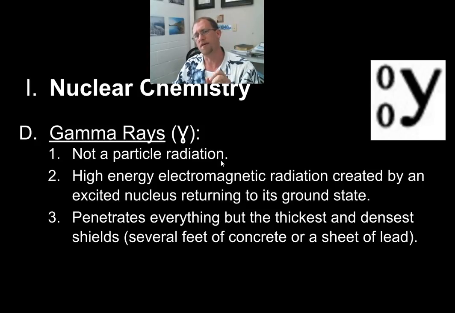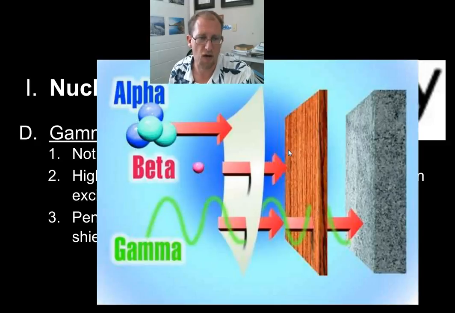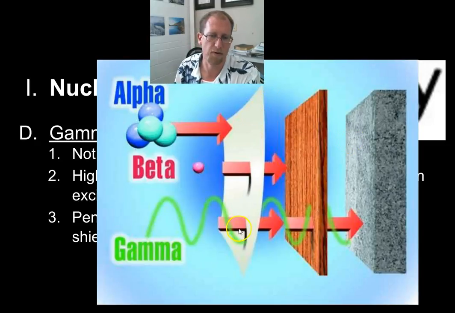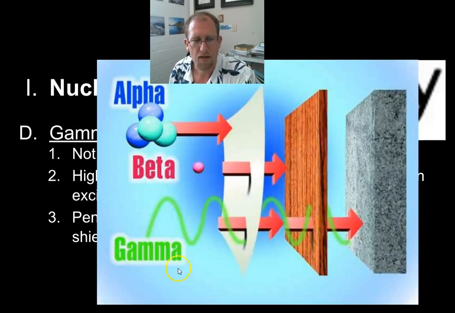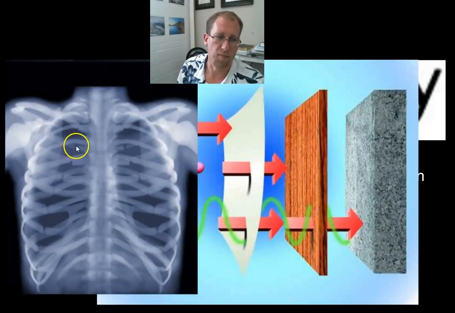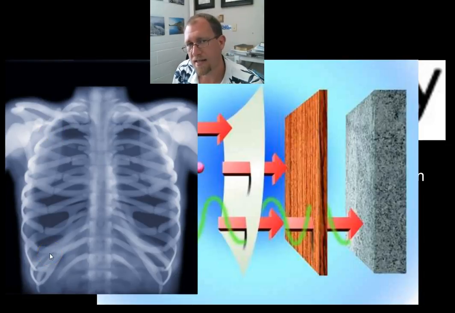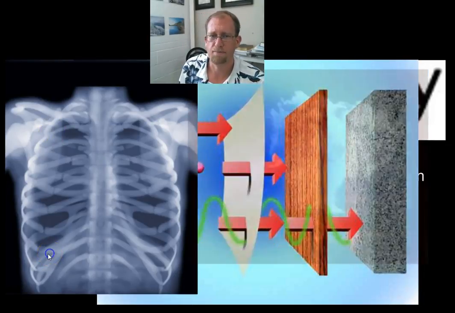Okay? So this is the last of the three kinds of particles. So this is just a review. Alpha particles will stop at something like a piece of paper. Beta particles will stop at something like a piece of wood. Gamma rays will need concrete or lead to stop. Okay? We use gamma rays for imaging. We take pictures using X-rays. X-rays are a slightly lesser energetic form of a gamma ray.